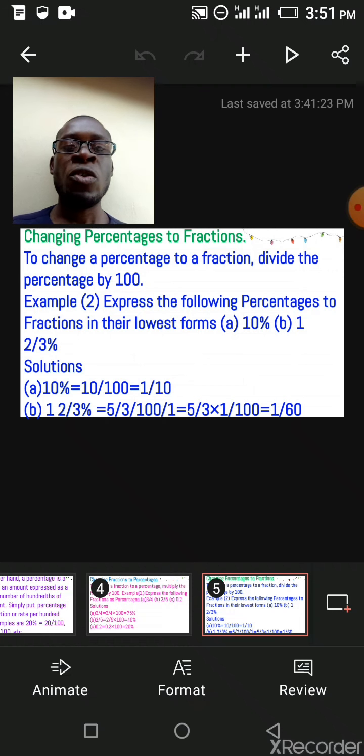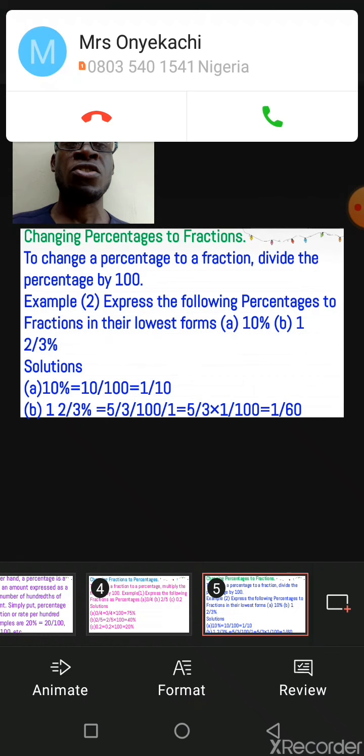1 whole number 2/3% equals 5/3, because if you want to convert the mixed fraction 1 whole number 2/3 to an improper fraction, you say 3 times 1, which is 3, then plus 2, which is 5. So you have 5/3 divided by 100, which is 5/3 times 1/100. You interchange the denominator with the numerator.